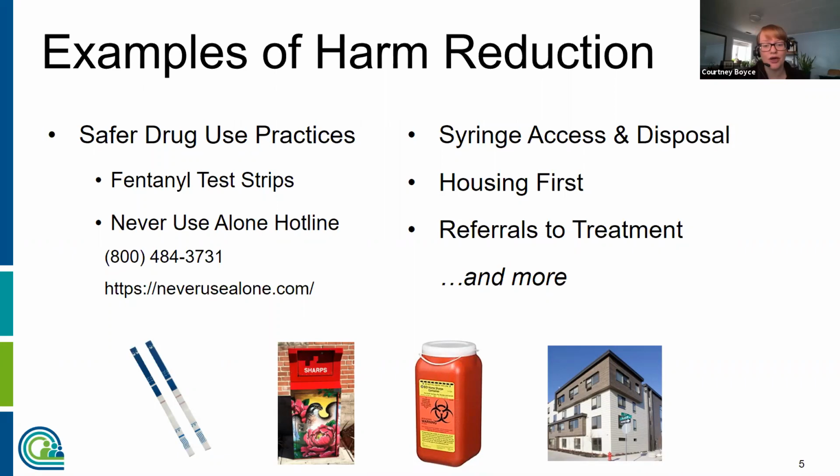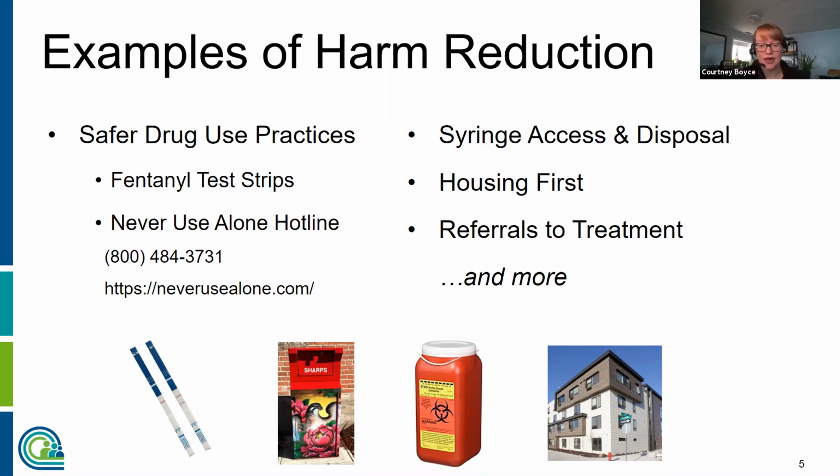Another option is the Never Use Alone hotline. One of the first principles of safer use harm reduction approaches is encouraging people not to use alone, because that's when there's an increased overdose potential. So this Never Use Alone hotline is really awesome. It's a national hotline that folks can call. They provide their first name, their location, and the number that they're calling from.